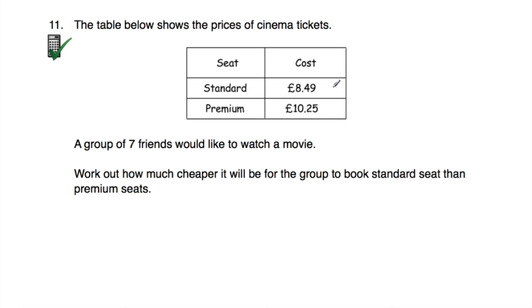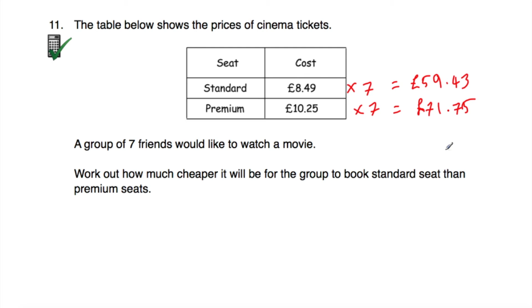So let's multiply both of these by 7, and see how much it would be for 7 of these tickets, and let's work out how much it would be for 7 of the premium tickets. So £8.49 multiplied by 7 is equal to £59 and 43 pence. And in terms of the premium ones, £10.25 multiplied by 7 is equal to £71 and 75p.